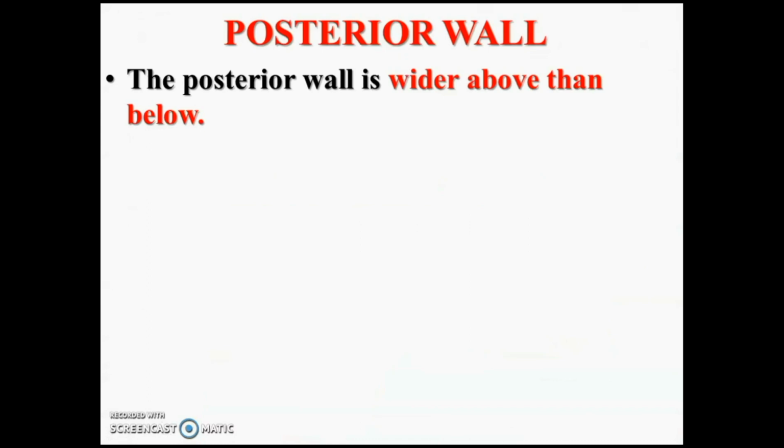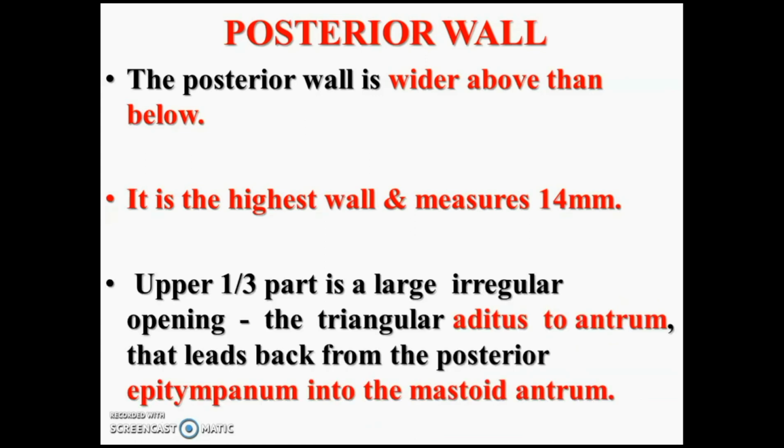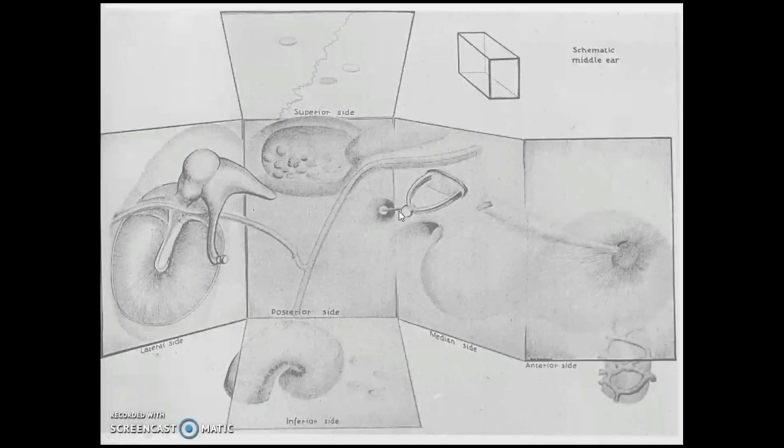Coming to the posterior wall, it is wider above than below. It gradually tapers down and forms the bridge between the lateral wall and medial wall. It is the highest wall and measures around 14 millimeter. Upper one third is a large irregular triangular opening, that is aditus to mastoid antrum. You can see there, that is the aditus to mastoid antrum.